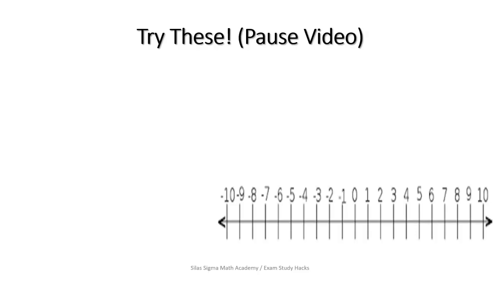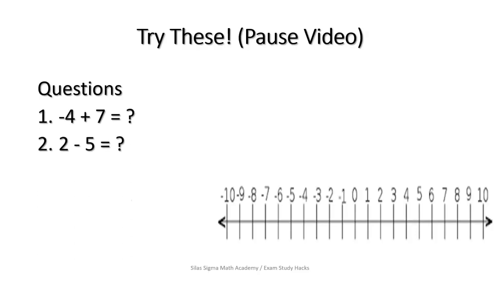So try this. Pause the video and do that. And make sure you don't miss it. Just work with the number line. These are the equations. Negative 4 plus 7. 2 minus 5. Use the number line to work it out. Negative 6 minus negative 3 in a bracket will be equal to what? Pause the video and work it out.